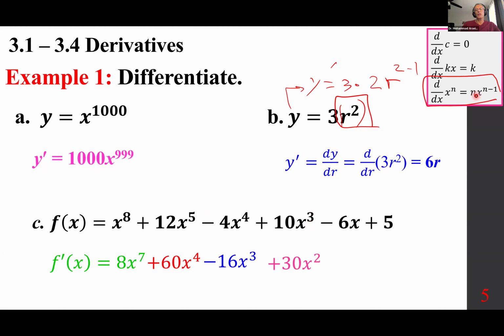Again, we are using the power rule. Minus 6x, just like this one, becomes minus 6. And 5, like this one, becomes 0. So minus 6. And that's the final answer, everybody. Pretty straightforward.